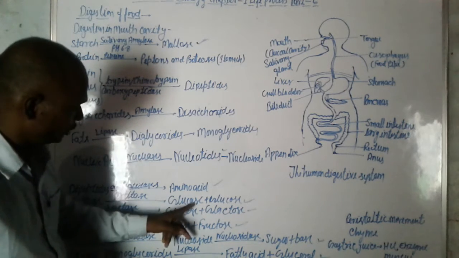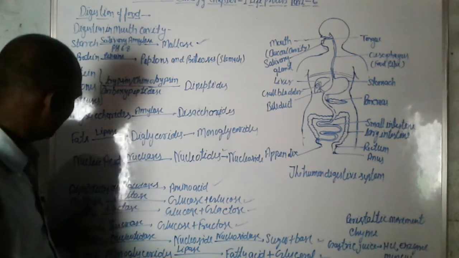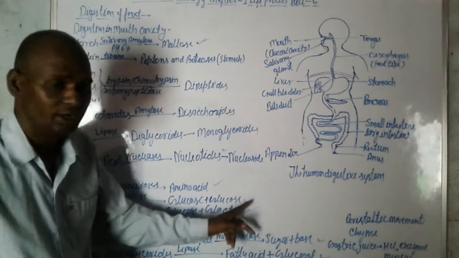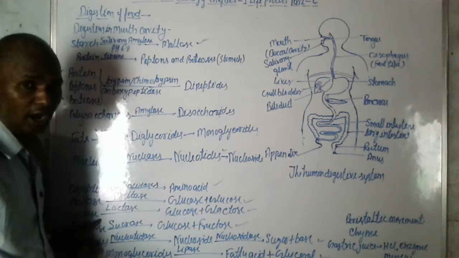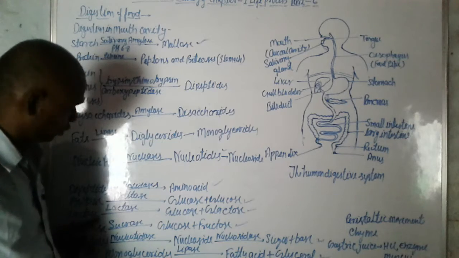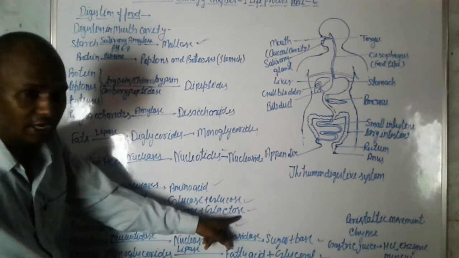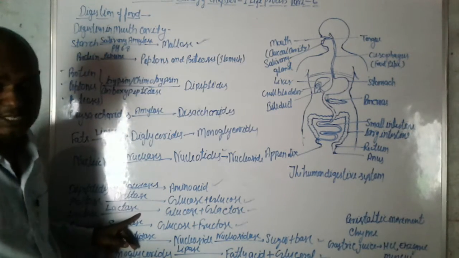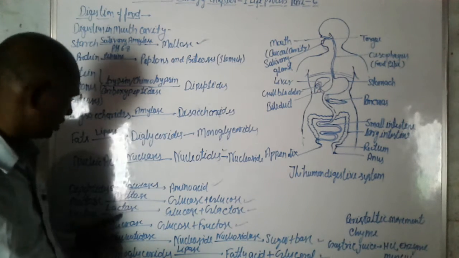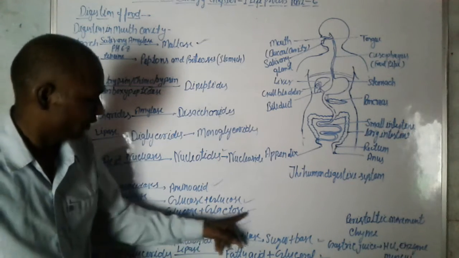Maltose is converted into glucose with the help of the maltase enzyme. Maltose reacts with maltase enzyme and produces glucose. And lactose, since we also take milk, is converted into glucose and galactose with the help of the lactase enzyme. So lactose reacts with lactase and produces glucose and galactose.